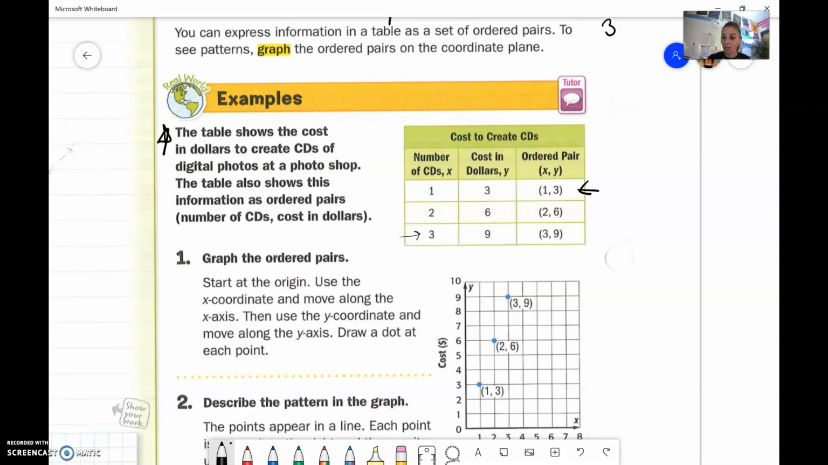1, 3, meaning that this number of CDs is going to be on my x-axis. The cost in dollars is going to be on my y. So I'm going to write (1, 3), (2, 6), (3, 9). You have to put the comma in between, and you have to use parentheses.